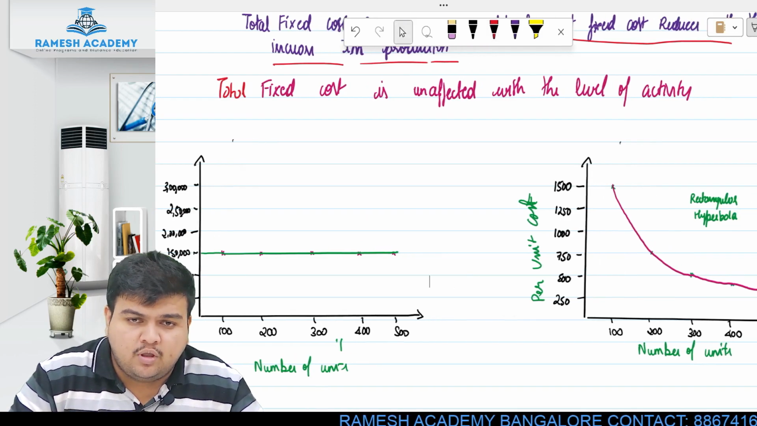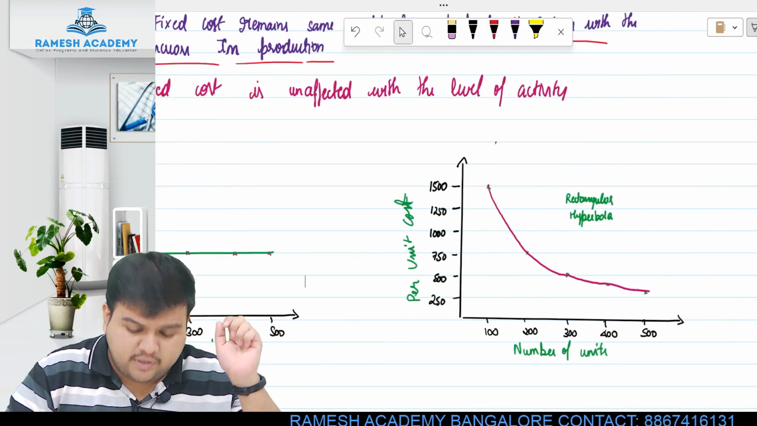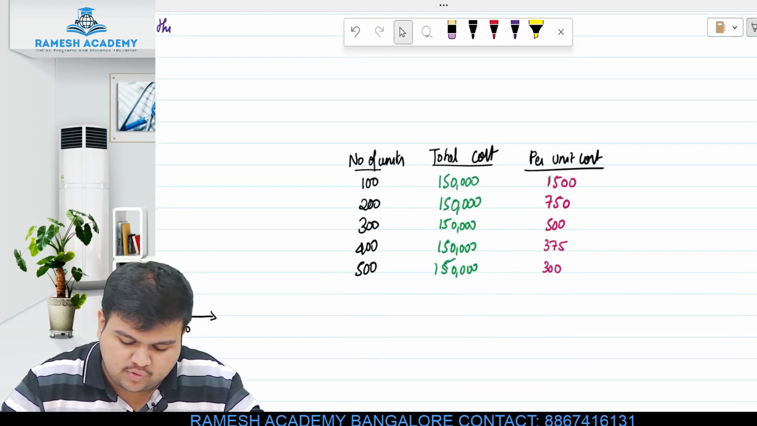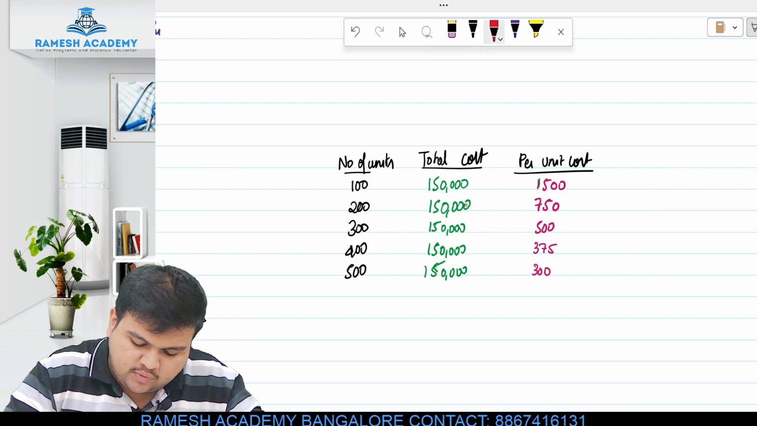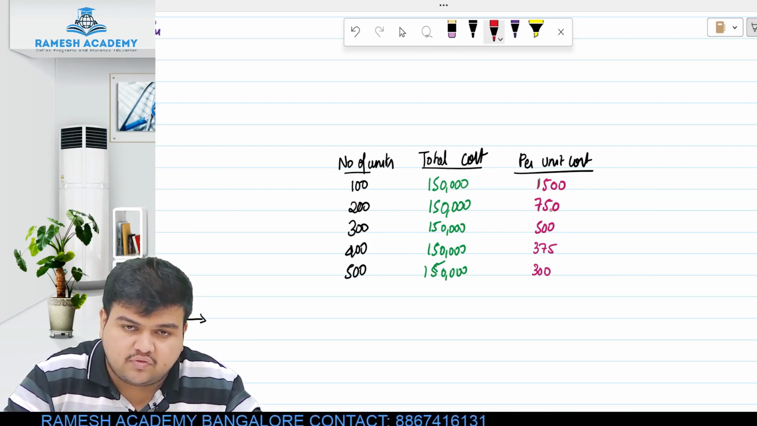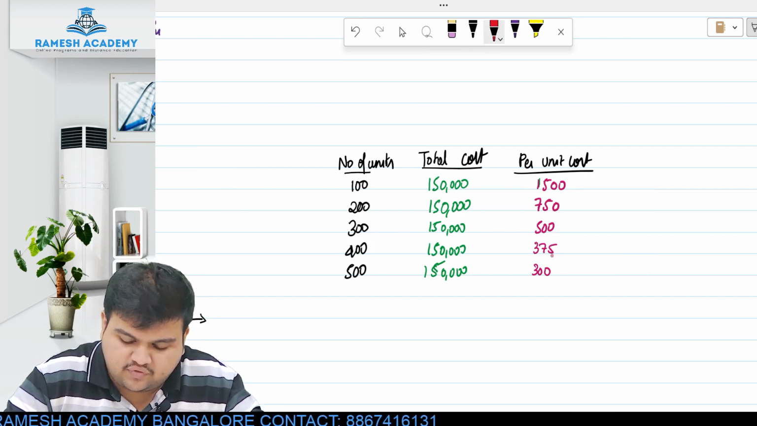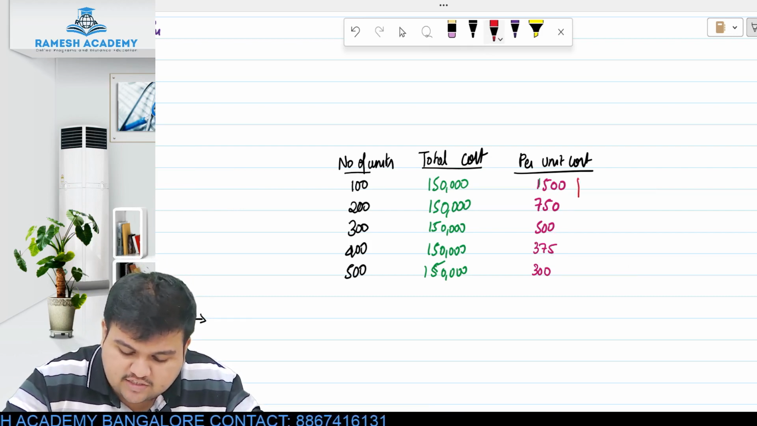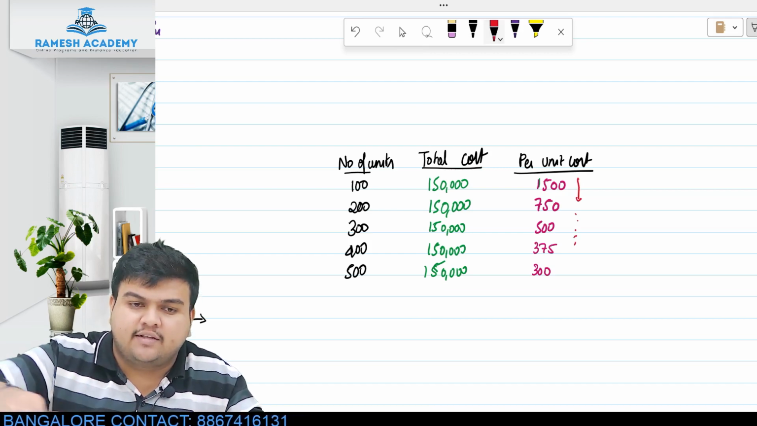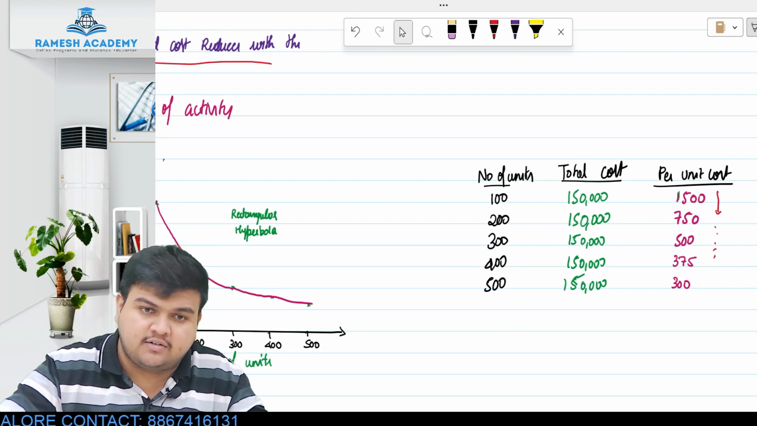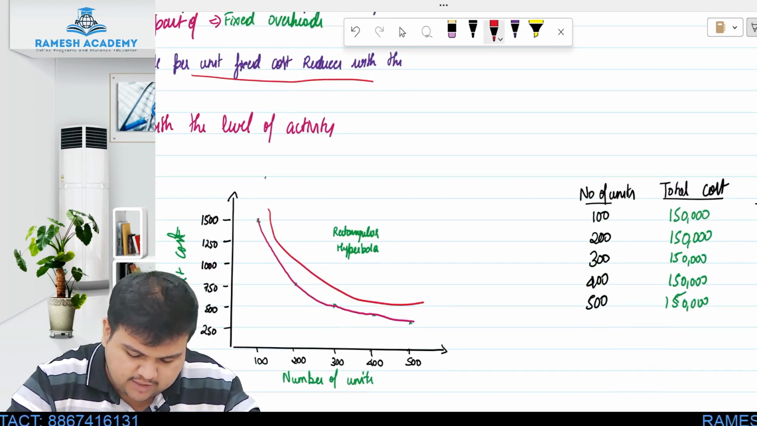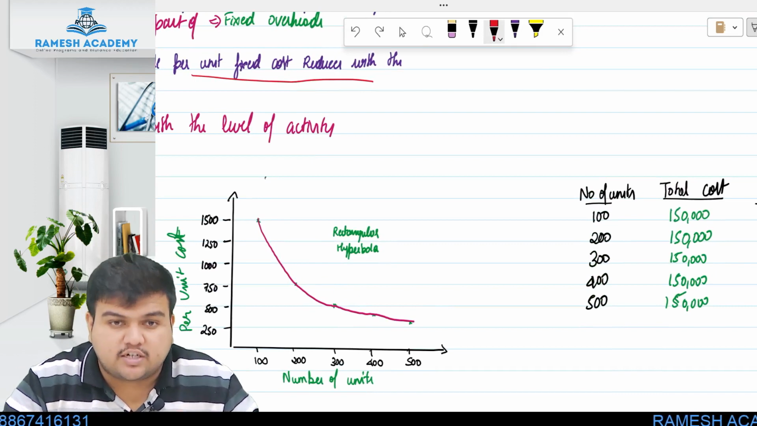When you come to per unit, it forms a rectangular hyperbola. If you look into this chart, it is 1,50,000 total fixed cost. For 100 units, 1,500, 200 is 750, 300 is 500, 400 is 375. First, there is a drastic drop. Slowly and slowly, they reduce in a reducing way. The reduction is also in a reducing way. So this creates a rectangular hyperbola.